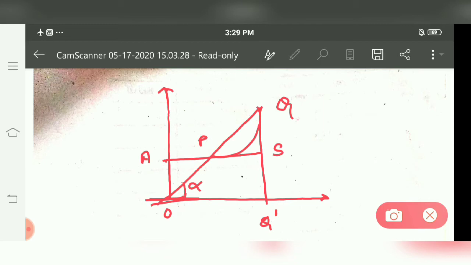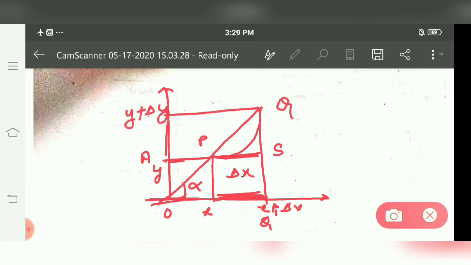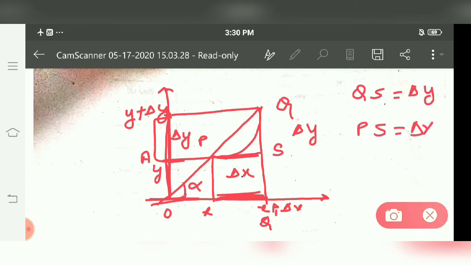If we take this value as x and this value as x plus delta x, then this value PS is going to be delta x. If we say this value is y and this complete value is y plus delta y, then this value is what? Delta y. Then QS is delta y, and PS is delta x. So we get this.